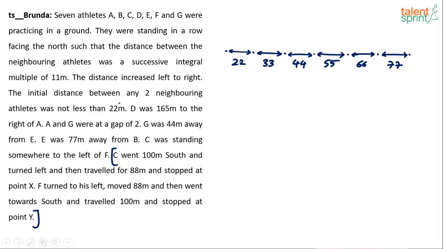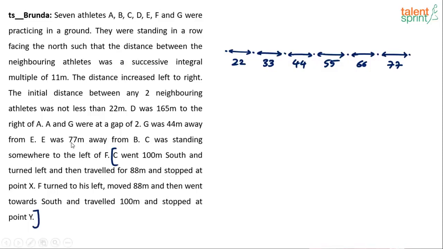The only clues that we have here are that D was 165 meters to the right of A. A and G were at a gap of 2. G was 44 meters away from E. E was 77 meters away from B. C was standing somewhere to the left of F.